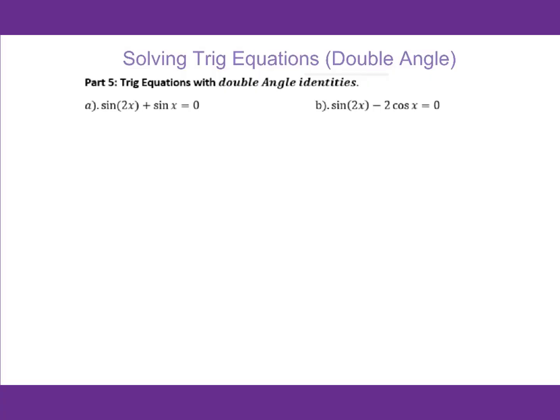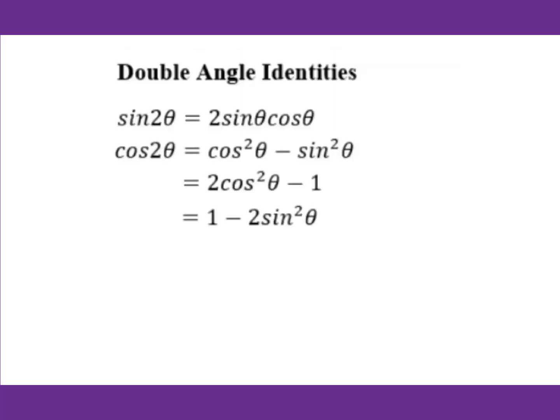Today's lesson is about solving trig equations with a double angle. First of all, let's go over double angle identities. We have sine 2 theta equals 2 sine theta cosine theta. This is easy to remember.